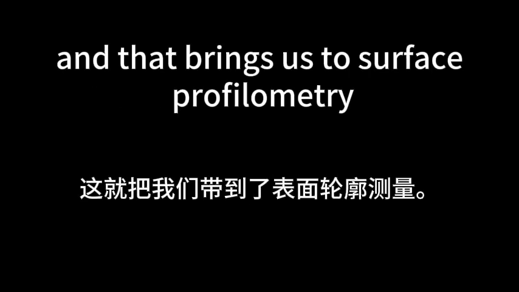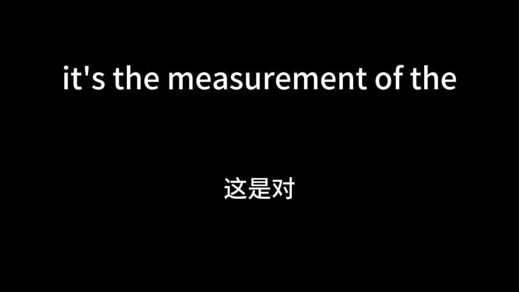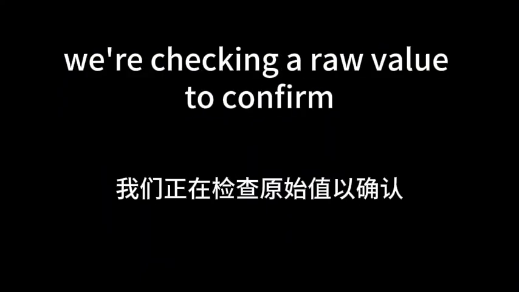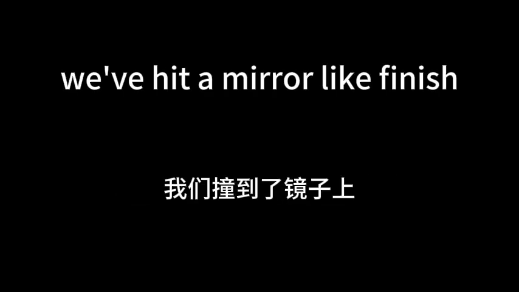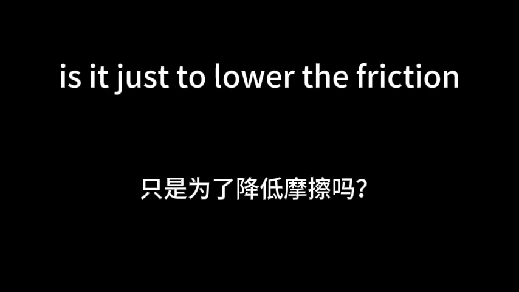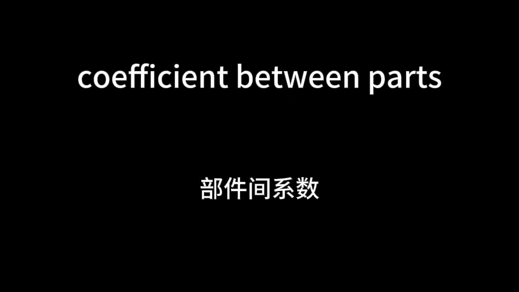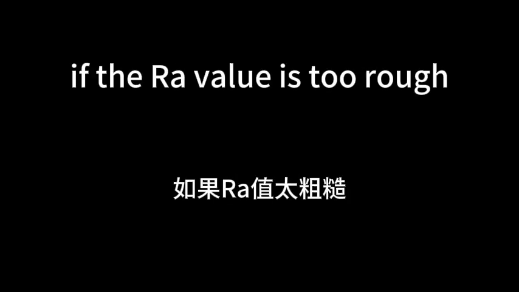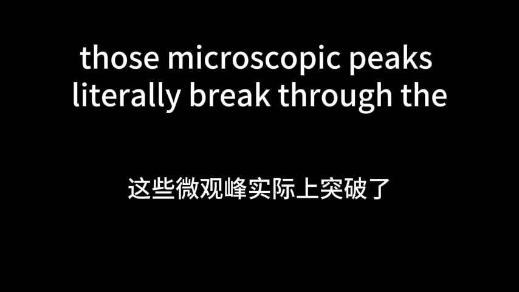Precisely. And that brings us to surface profilometry. It's the measurement of the microscopic topography of the metal. So we're checking the Ra value to confirm we've hit a mirror-like finish. Why does a mirror finish actually matter mechanically, though? Is it just to lower the friction coefficient between parts? It's friction, yeah, but also fluid dynamics. If the Ra value is too rough, those microscopic peaks literally break through the oil film and grind against the opposing part. Oh, yikes. Catastrophic wear.